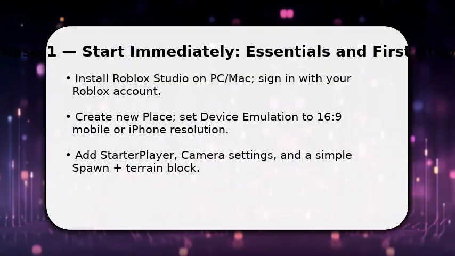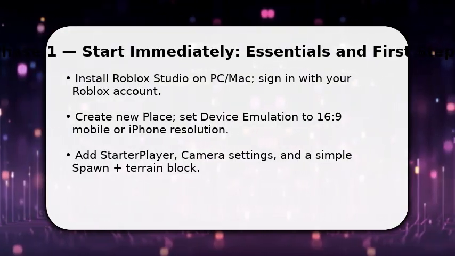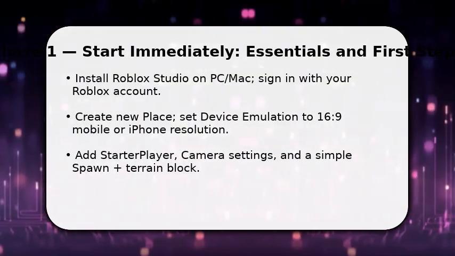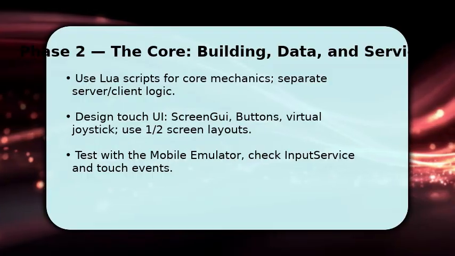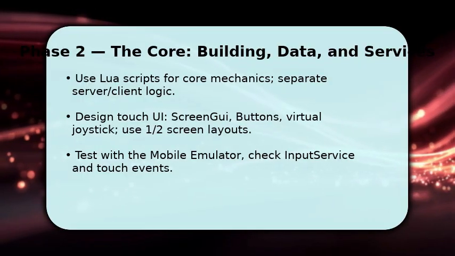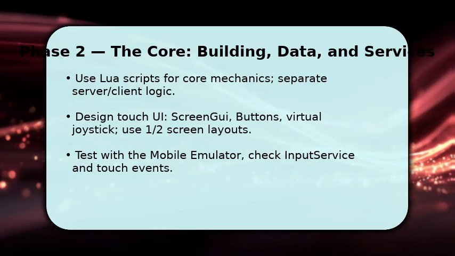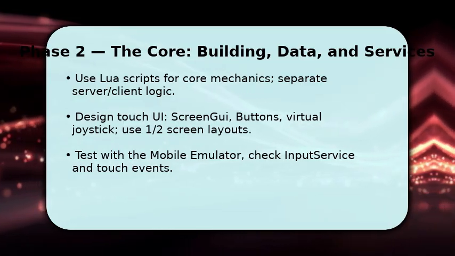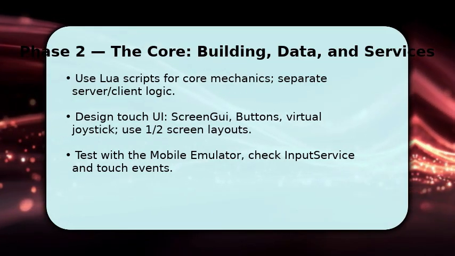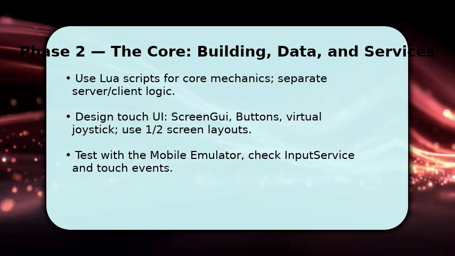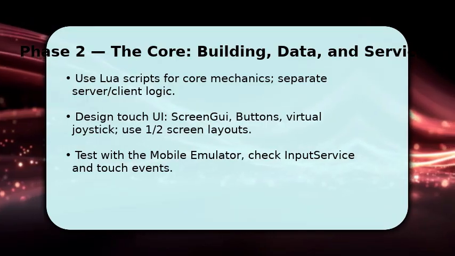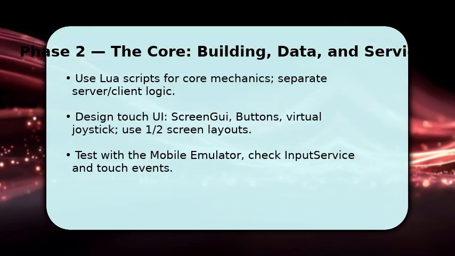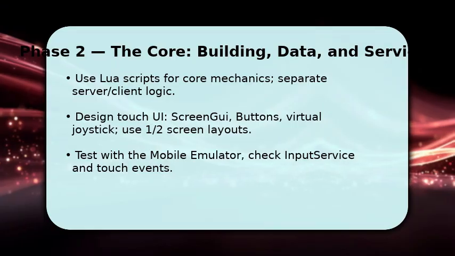These initial steps let you iterate quickly and prevent rework, which saves time when you move into scripting and touch controls. Now you implement the game logic and mobile-specific UX. You write Lua scripts, keep authoritative systems on the server and responsive visuals on the client to avoid lag. For touch, create screen GUI elements, buttons, a virtual joystick, and compact HUD that uses 1/4 of the screen at most. Make sure input service handles touch and gamepad fallbacks.